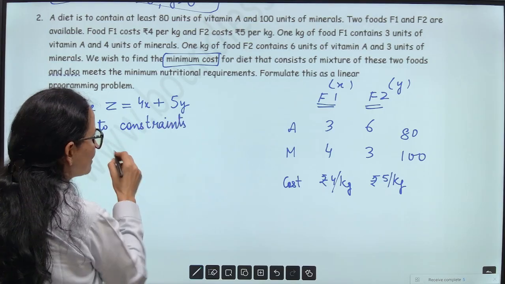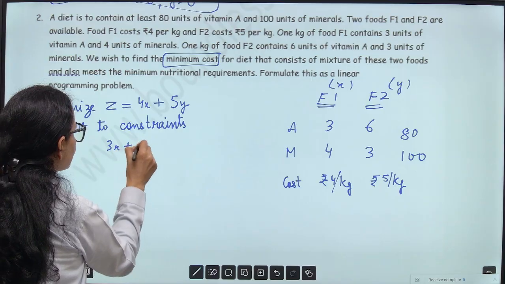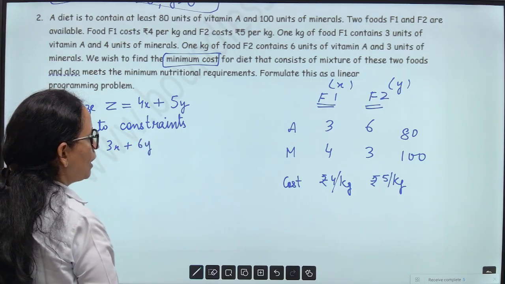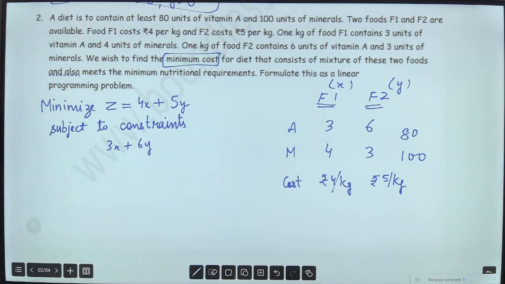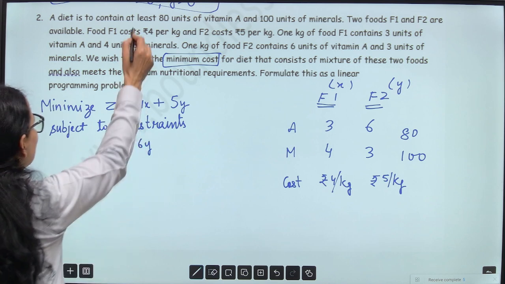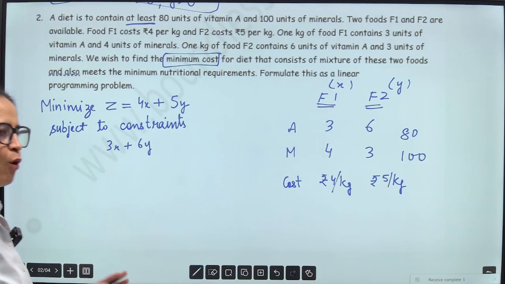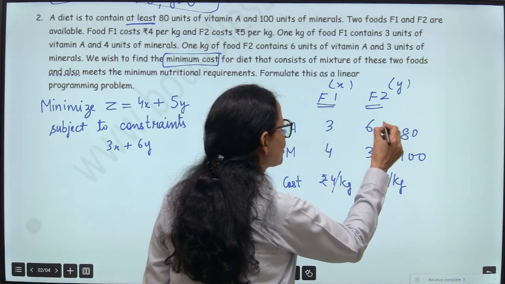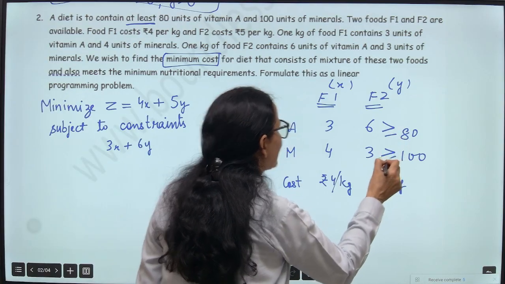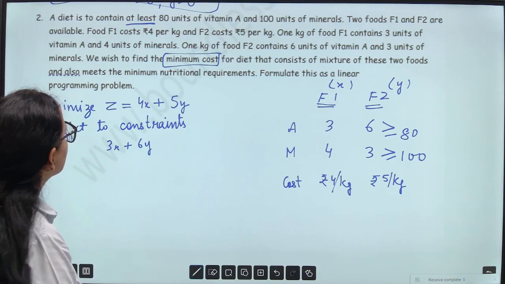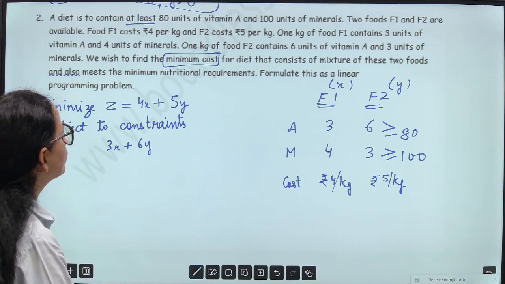Subject to constraints 3x plus 6y. Now this is the minimum requirement that you need at least, the question says at least. That means the amount of vitamin A can be more than 80, but it should be at least. So it has to be greater than equal to. At least vitamin A and minerals.